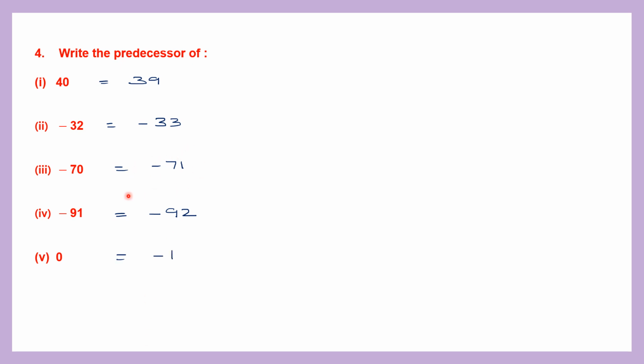Now, if you're finding it difficult, again, like I said, let's take an example, negative 70. To find the predecessor, we subtract 1 from it, or you can just think of your number line. Suppose I have some negative numbers here, negative 70. Here I'll have negative 71, negative 72, negative 73, and so on. So here you can see the number that comes before is negative 71. So that is our predecessor.